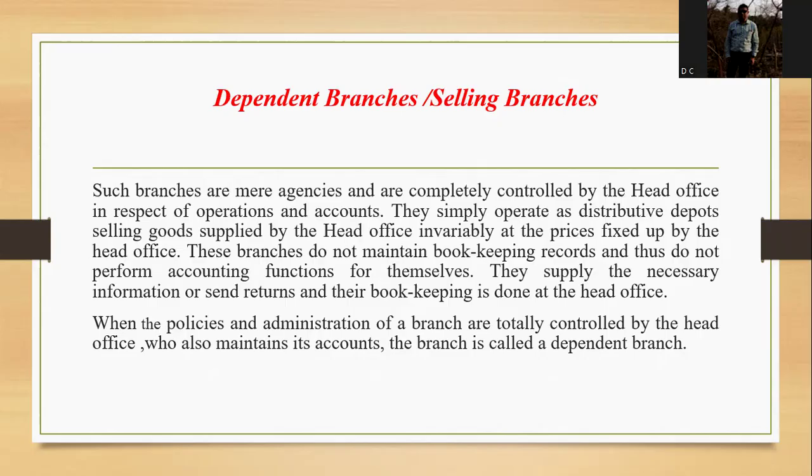They supply the necessary information or send returns, and their bookkeeping is done at the head office. That means their accounts are done at the head office. They are only authorized to sell goods as instructed by the head office. When the policies and administration of a branch are totally controlled by the head office, which also maintains its accounts, the branch is called a dependent branch.